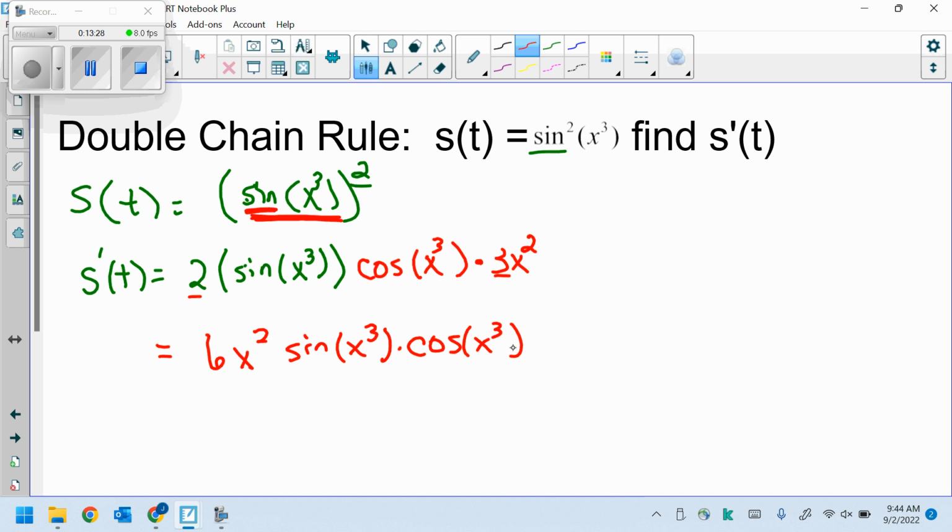All right, that is a summary of the chain rule. Take advantage of an opportunity to practice that.